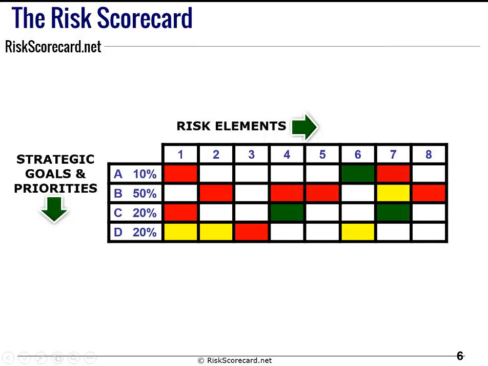As you build this out, you'll begin to see both the risk element view in light of strategy and the riskiness of your strategy. So in this example, we can see that strategic objective B is at risk because all the risk elements are significantly high associated with it.